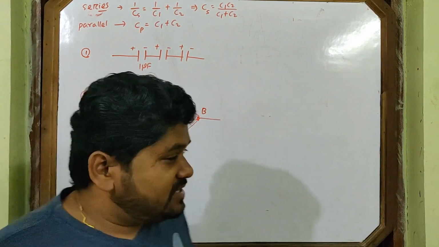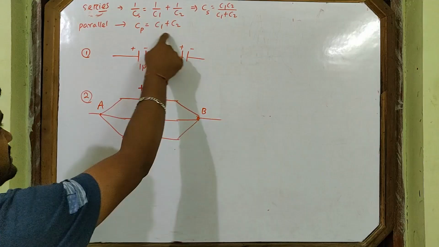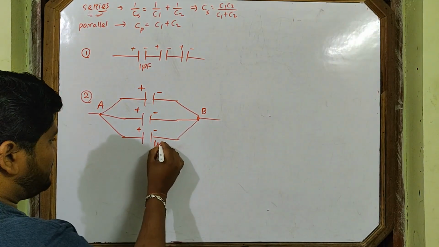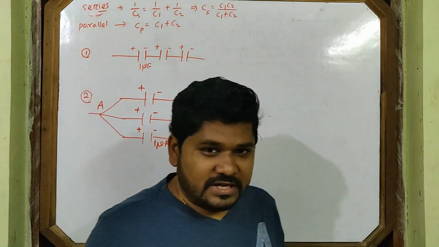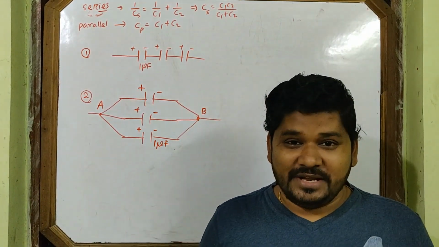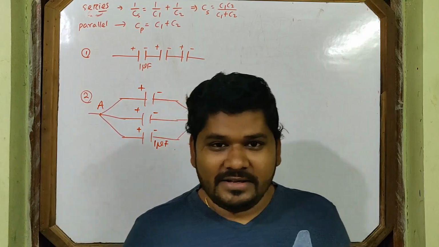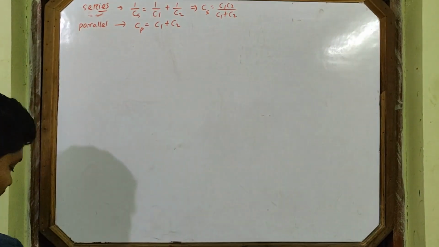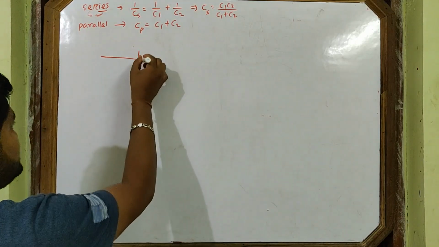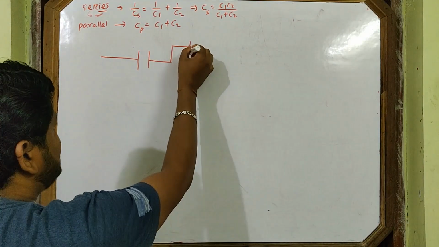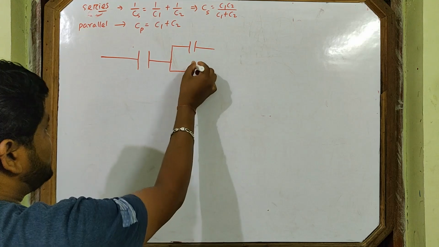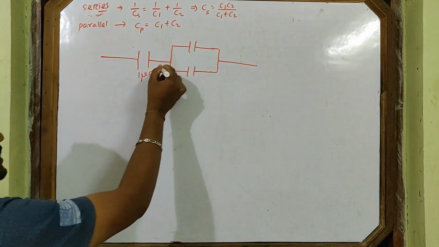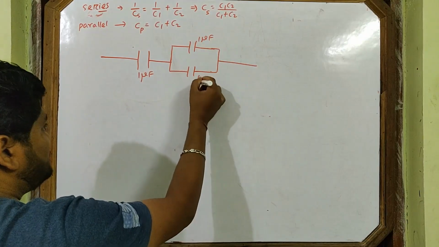Understand? Okay, as they are in parallel connection, you will use the formula C is equal to C1 plus C2 plus C3. Take each capacitor as 1 microfarad. I will not tell you the answer. I know you will feel bad because this is a very easy question. Then I will go to the next. Now you see this one: one capacitor, another capacitor, another capacitor, connected like this. 1 microfarad, 1 microfarad, 1 microfarad.